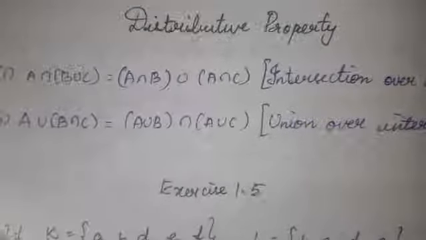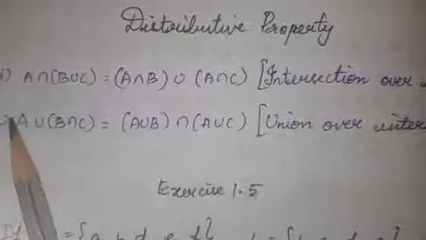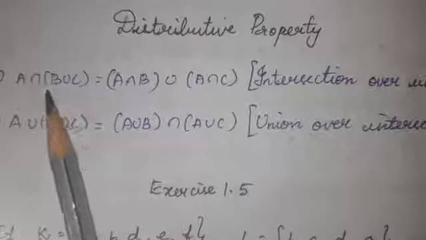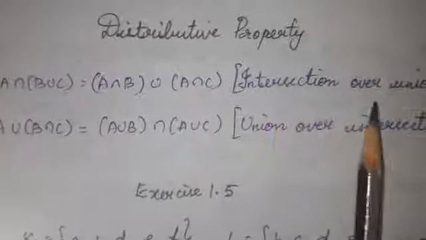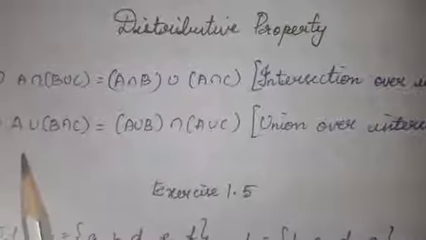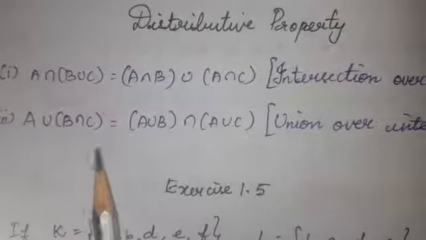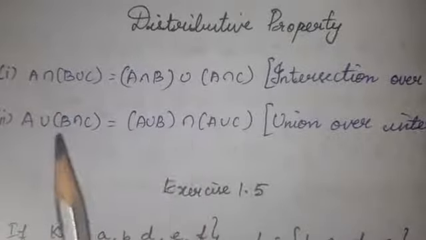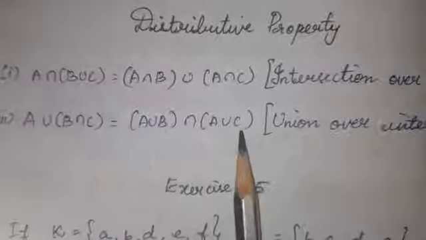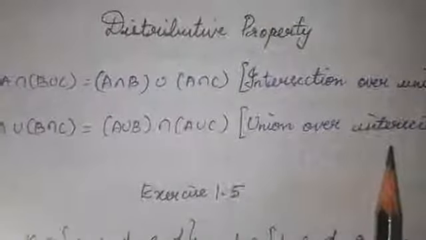Good morning, students. Today we are going to see exercise 1.5, distributive property. We have two formulas. The first one is A intersection (B union C) is equal to (A intersection B) union (A intersection C). This one is intersection over union. The second one is A union (B intersection C) is equal to (A union B) intersection (A union C). This one is union over intersection.